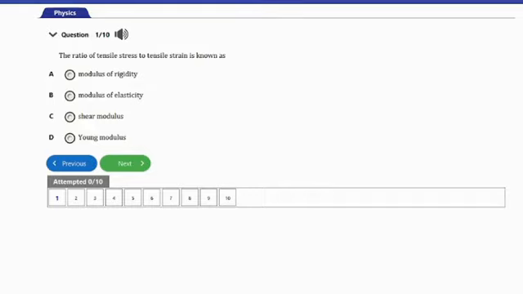It says, the ratio of tensile stress to tensile strain is known as A. Modulus of rigidity, B. Modulus of elasticity, C. Shear modulus, D. Young modulus. So guys, the answer to this question is option D, Young modulus. Let's go ahead and consider the next question, guys.